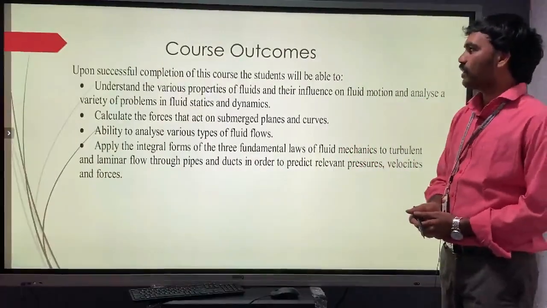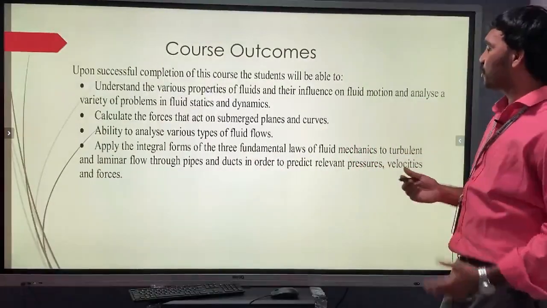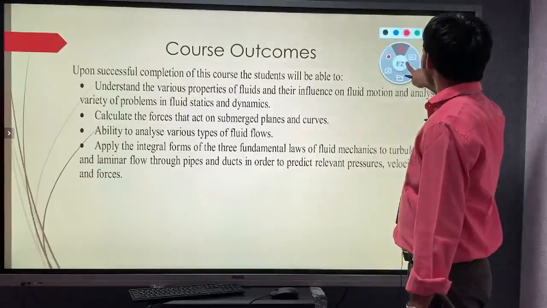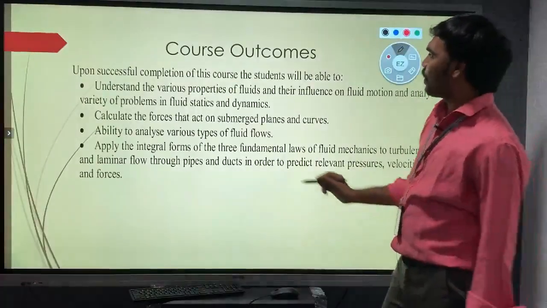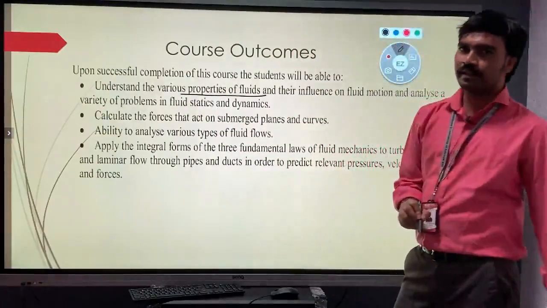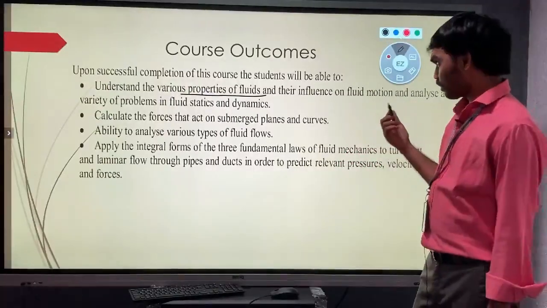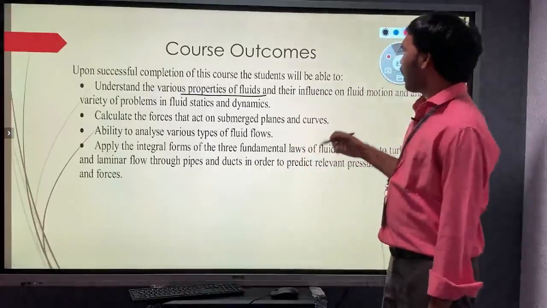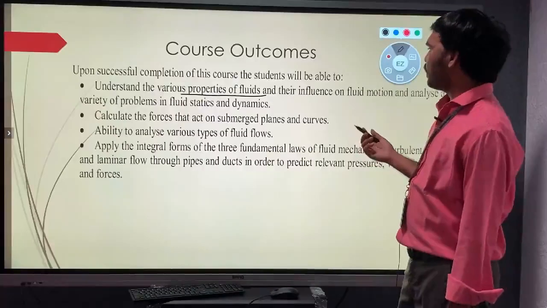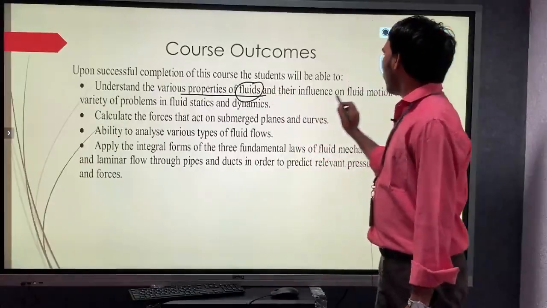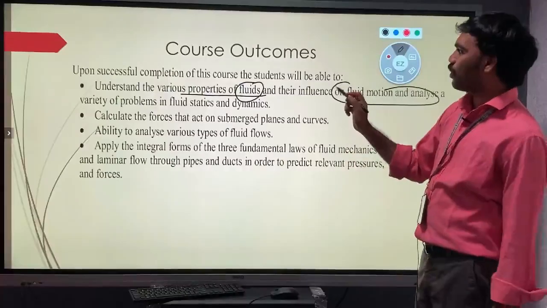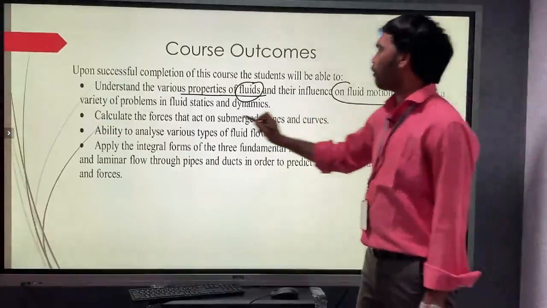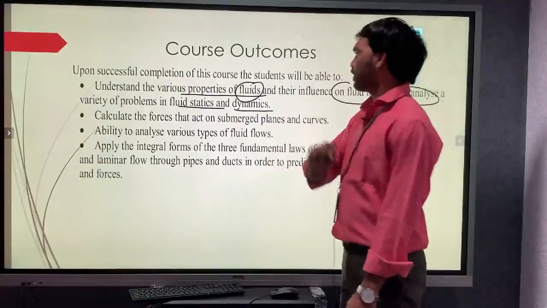When it comes to the course outcomes, after successful completion of this course, students will be able to understand the various properties of fluids like density, specific weight and specific gravity, viscosity and vapor pressure, and their influence on fluid motion, how the fluid properties influence the fluid motion. They will also be able to analyze a variety of problems related to fluid statics and fluid dynamics.